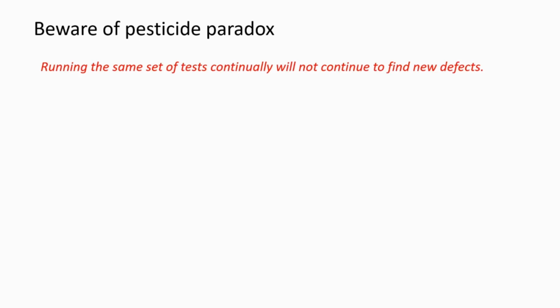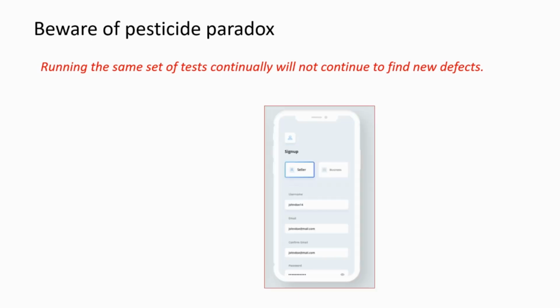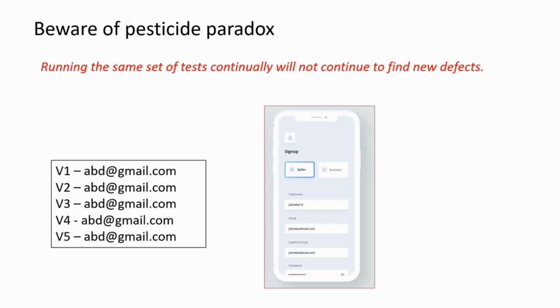Another principle is beware of the pesticide paradox. What exactly does it mean? It means running the same sets of tests continuously will not continue to find new defects. Let's understand it again with the help of an example. You have a mobile app in which you have a registration form. In this registration form, you have to fill in username, email, confirm email, and password fields.